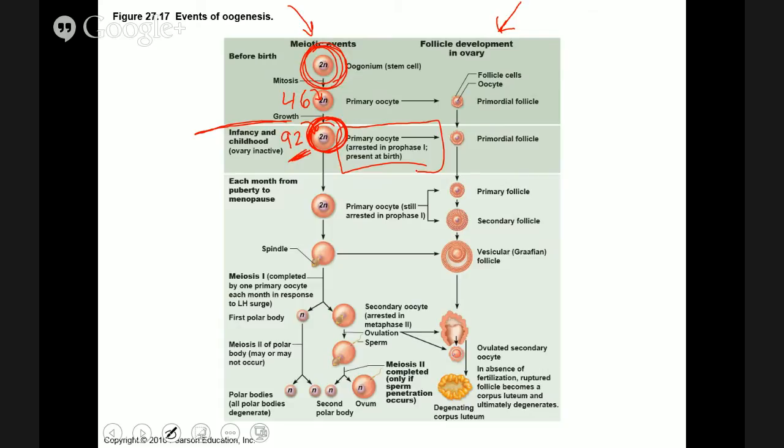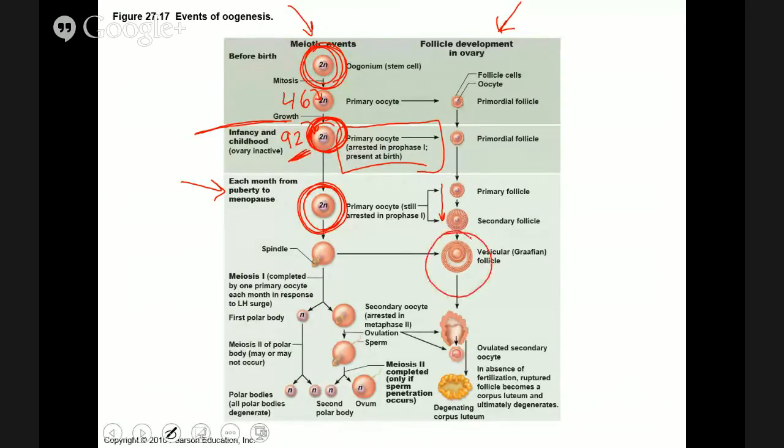So what's going to happen then is the female is born, she goes through the first several years of her life until she reaches puberty. Then each ovarian cycle, which is about once a month, you're going to have one primary oocyte that decides to become coddled or cared for. So we see it develop from a primary follicle into a secondary follicle, into the Graafian follicle.